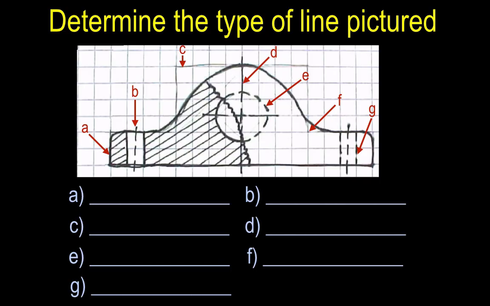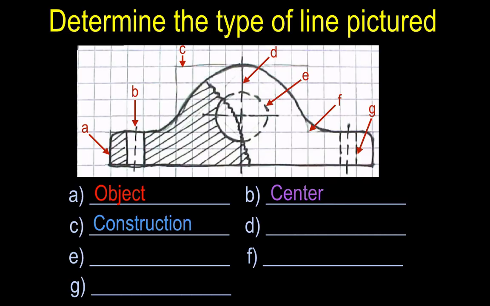Okay, so we're going to start with A. A is an object line. It falls directly on the outside of the figure and is a dark solid line. Looking at B, as you can see, it goes right into the center of what appears to be a circular hole. So that is a center line. C is a light-colored line that doesn't quite connect and is much lighter than everything else. That is a construction line.